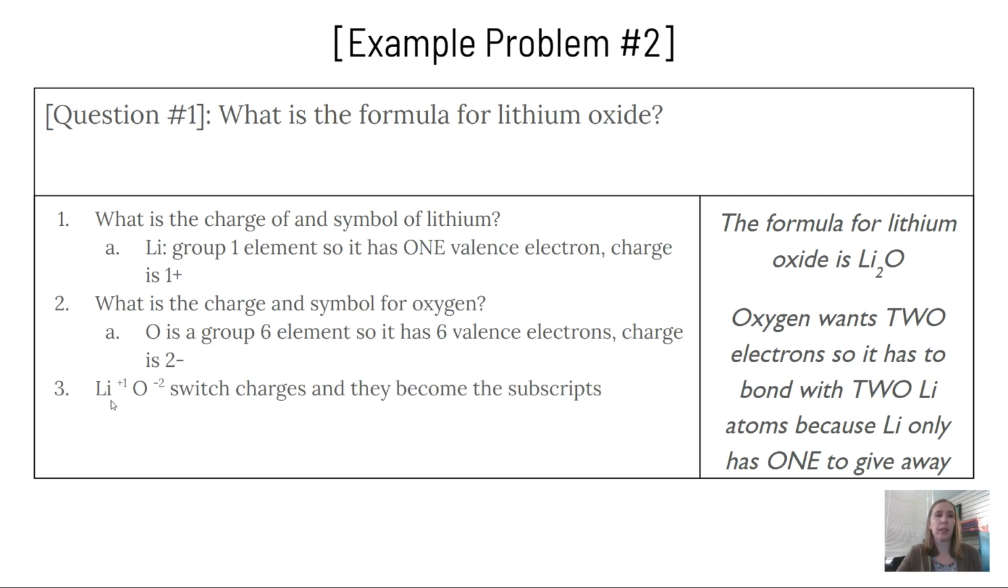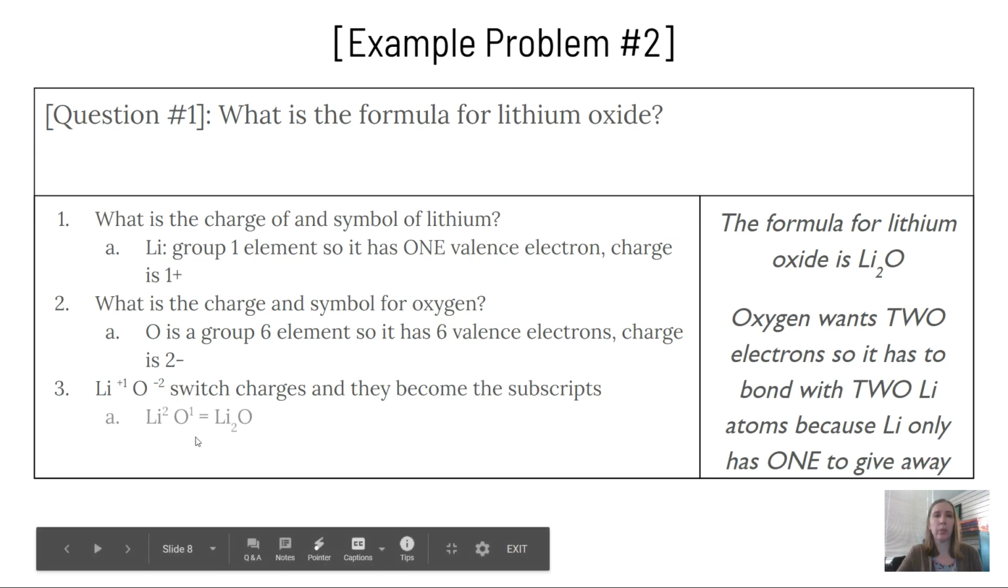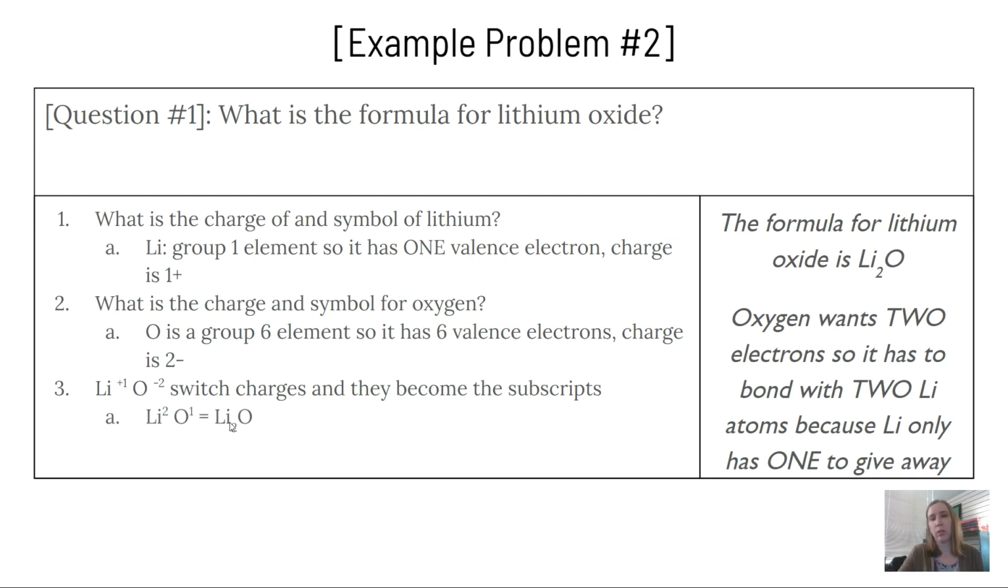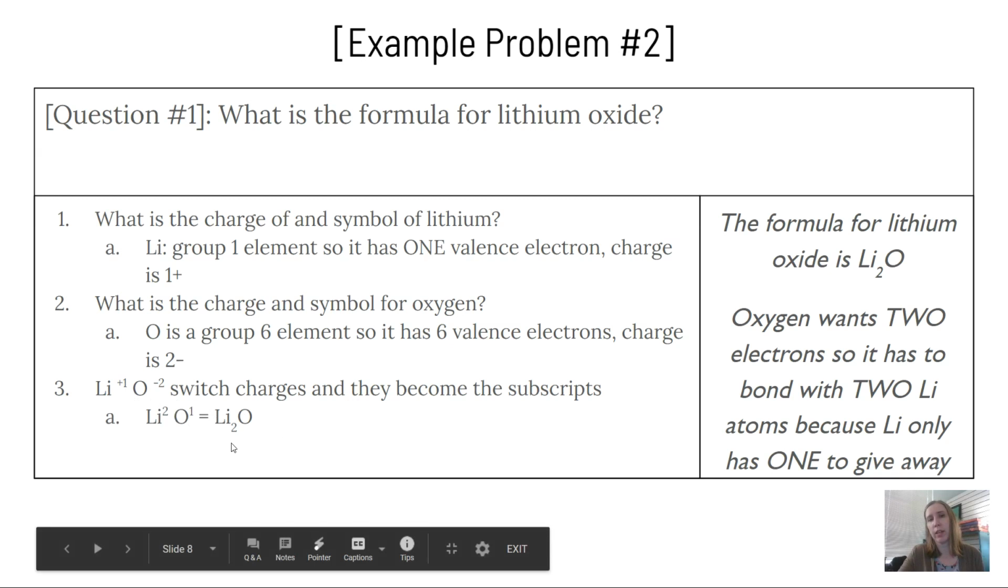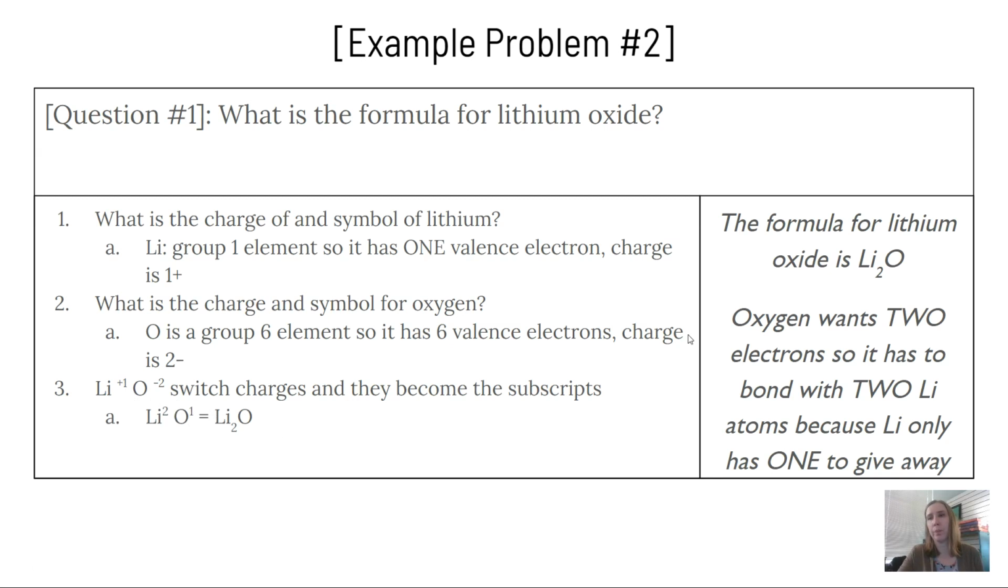So we write this down as Li1, O2. We're going to switch the charges and they become subscripts. So our formula for lithium oxide is Li2O. Okay, so oxygen wants 2 electrons, so it has to bond with 2 lithium atoms because lithium only has 1 electron to give away.